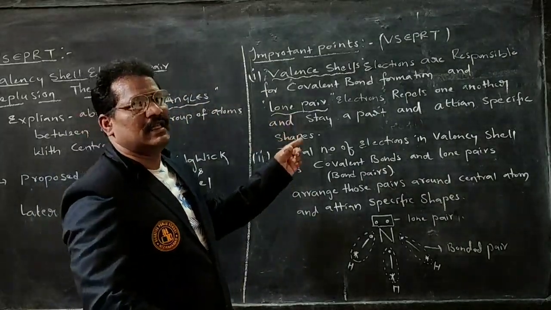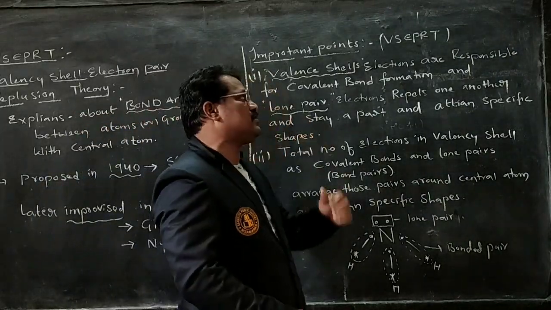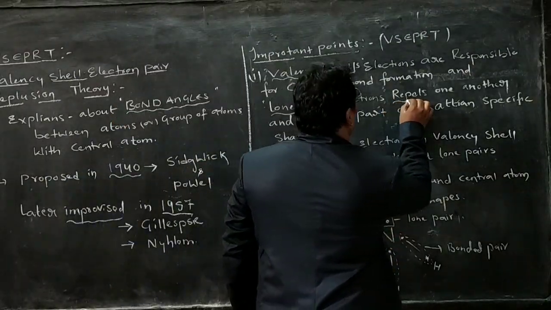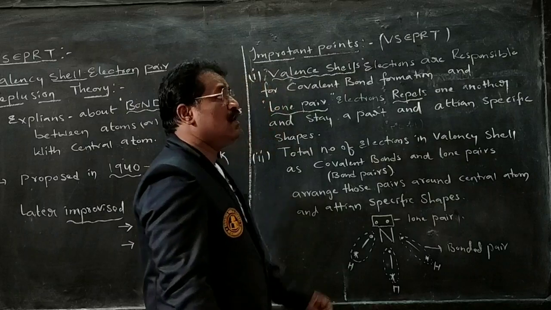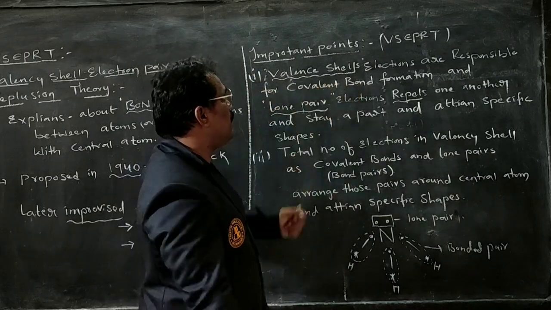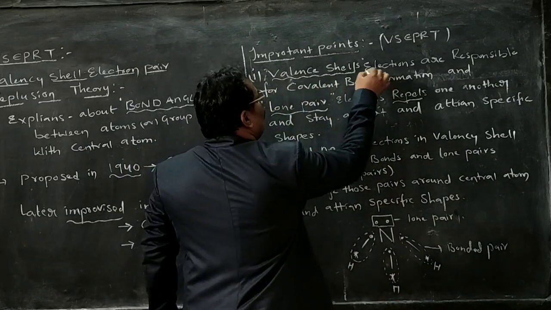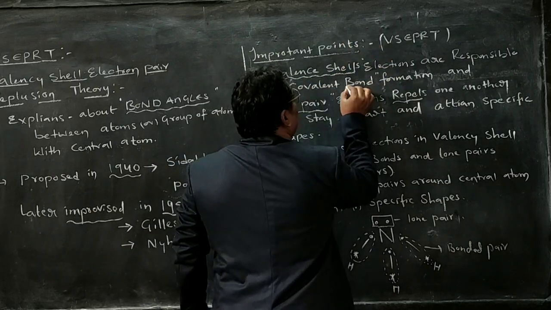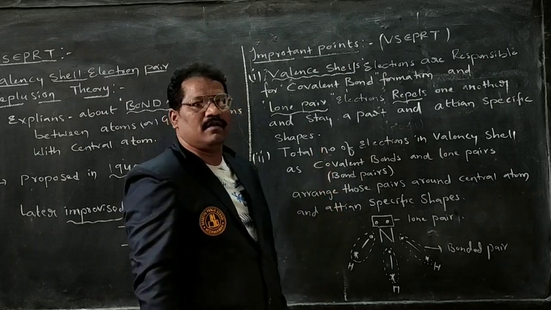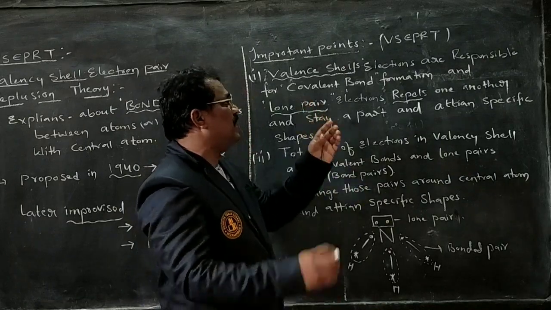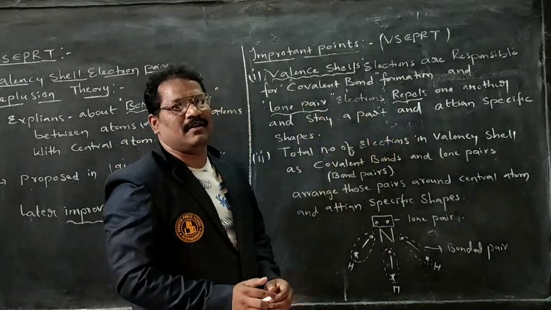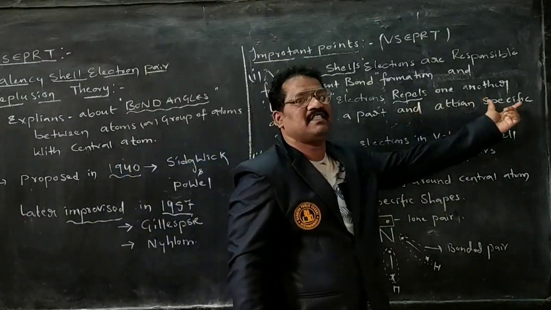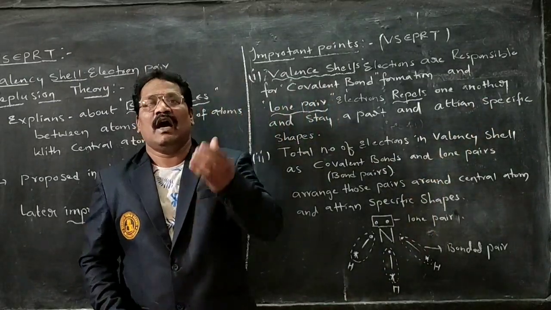If the central atom has lone pairs of electrons, what will they do? They will repel one another. With a covalent bond, what else is formed? The covalent bond has one pair. That pair is called a bond pair. The lone pair will repel the bond pairs and one another. Due to that repulsion, what happens? It attains a specific shape. How does it attain that?